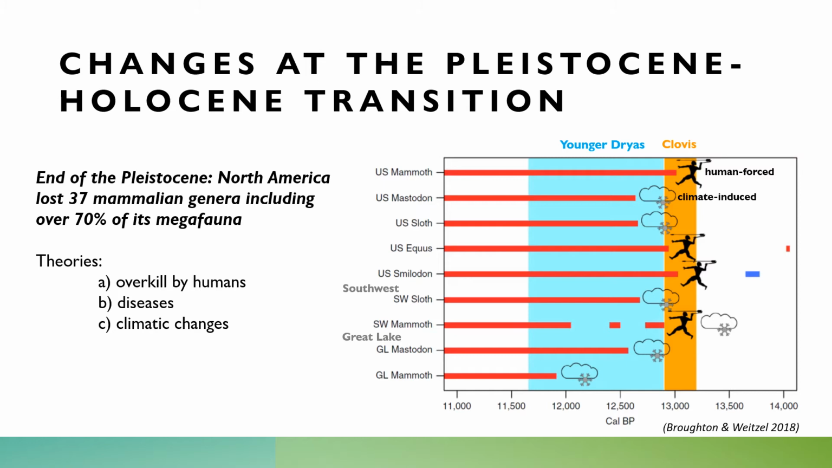The picture to the right shows the results of these studies with the megafaunal population busts in red by region and in relation to the Clovis period and the Younger Dryas.